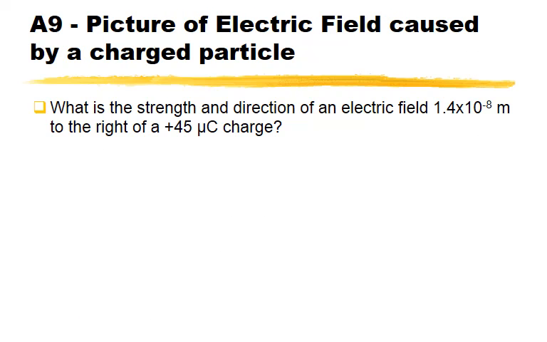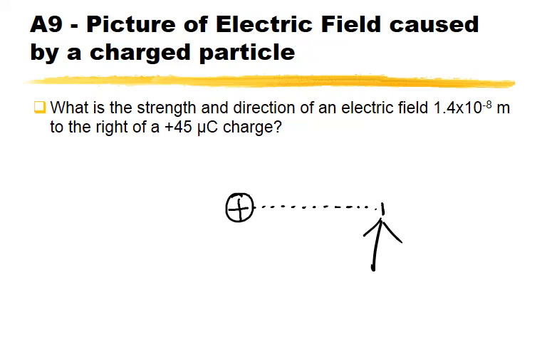So what is the strength and direction of the electric field 1.4 times 10 to the negative 8 meters to the right of a positive 45 microcoulomb charge? Let's go ahead and draw the charge, and then we want to find out what the field is at this spot. There's actually nothing there, but we want to find out what the field is at that spot.